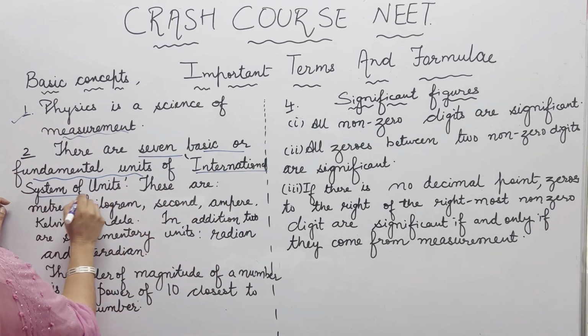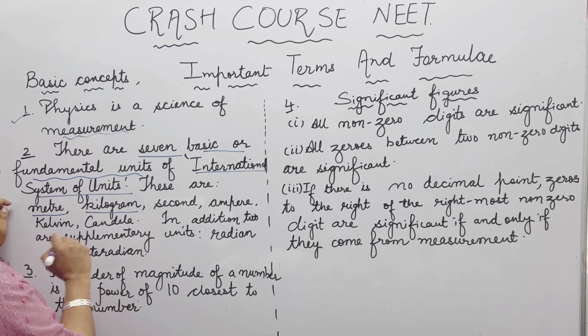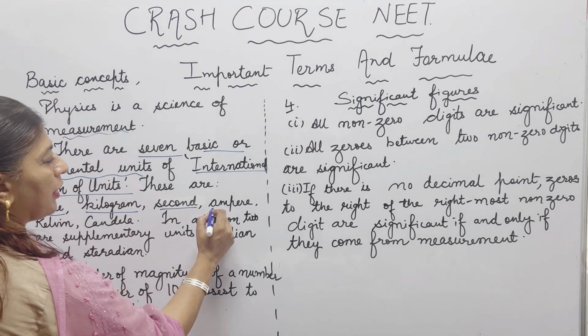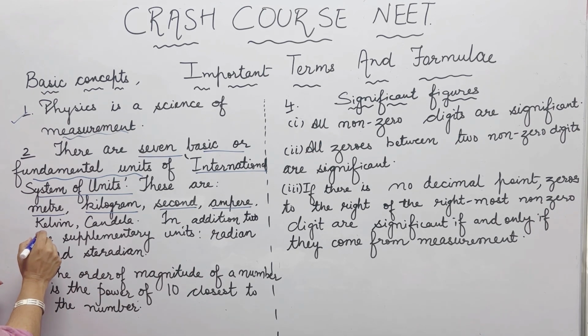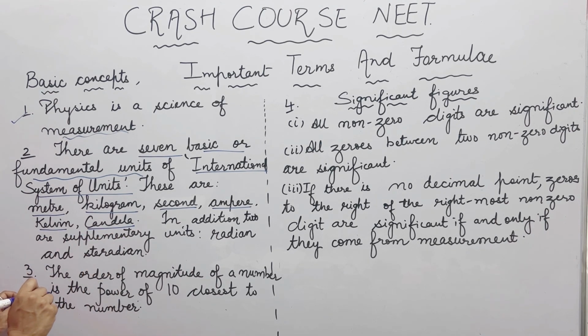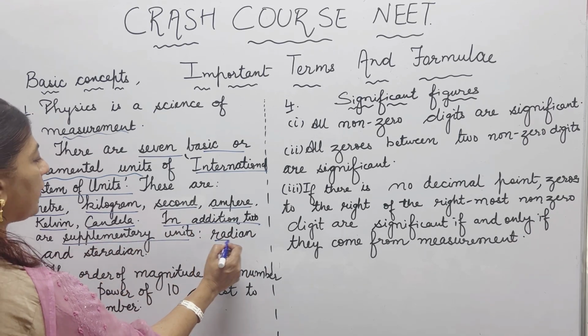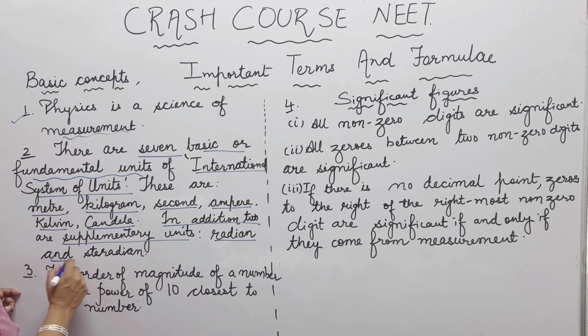According to the International System of Units, these are meter for length, kilogram for mass, second for time, ampere for current, Kelvin for temperature, and candela for the measurement of luminous intensity. In addition, two supplementary units are there: radian for the angle and steradian for the solid angle.